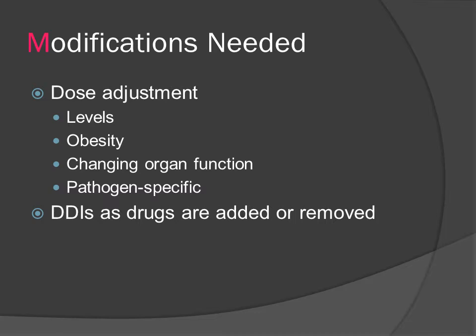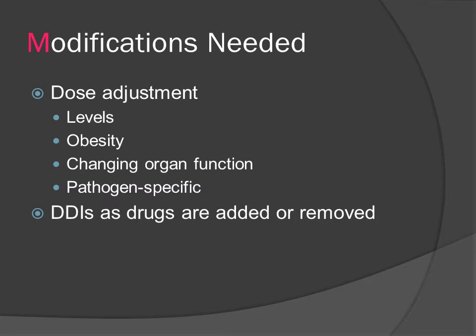We also adjust doses based on changing organ function. We have to remember to adjust not only when the organ function is worsening, but to also adjust back up when the organ function is improving. If we give too low of an antibiotic dose, we can actually select for resistance rather than selecting for bactericidal or bacteriostatic activity of the bacteria.